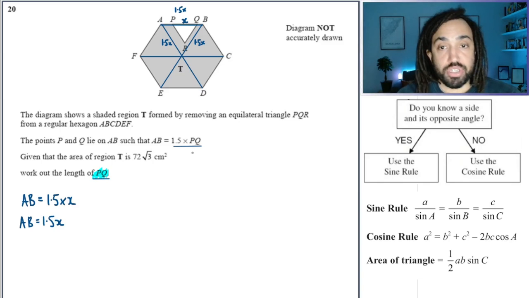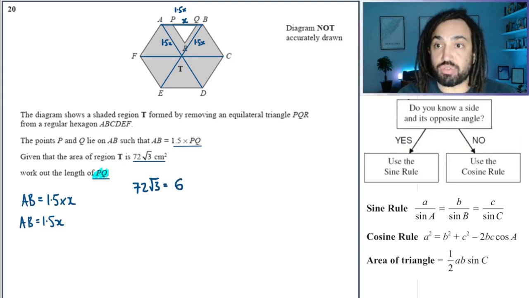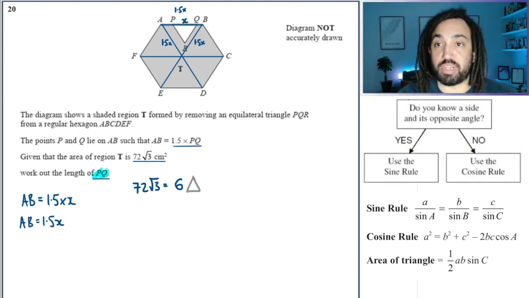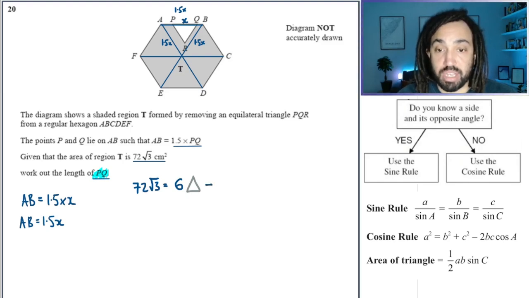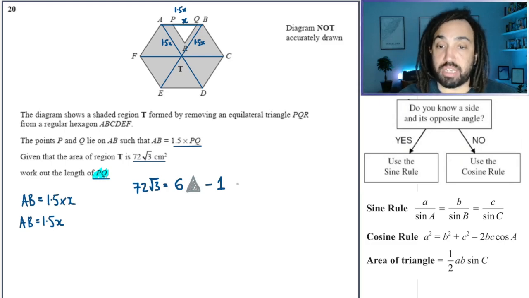Okay, so let's now create an equation which is going to link the area of the shaded region. So the area of the shaded region is 72 root 3, and that's equal to, well, first off, it's 6 grey triangles. It's not the most formal way of doing this, but you get the idea. Minus just one of the white triangles. So if that's the grey triangles, then minus one of the smaller white triangles.